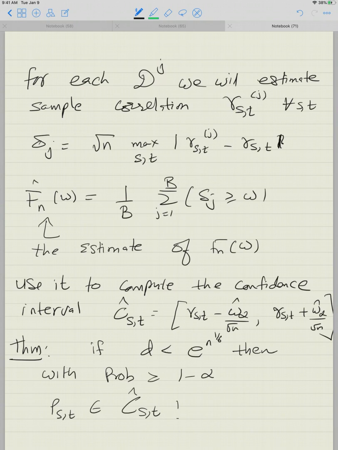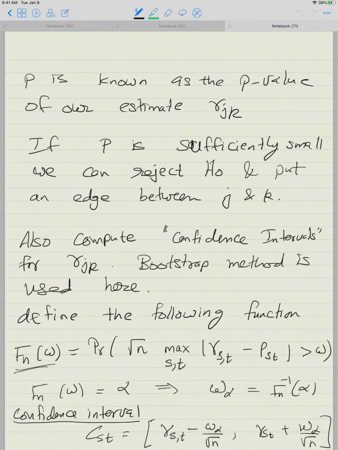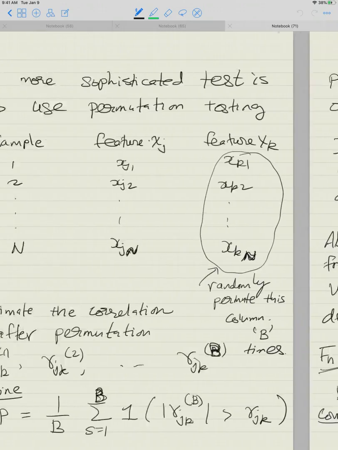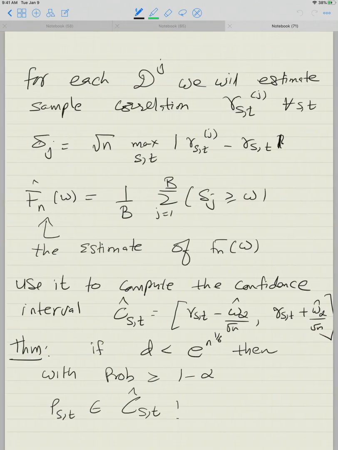So if you really want to be rigorous, you can use this sort of method to compute the confidence intervals. However, in practice, often a permutation test is sufficiently good, or you can just use a simple thresholding based method. So all these methods can be used in practice.